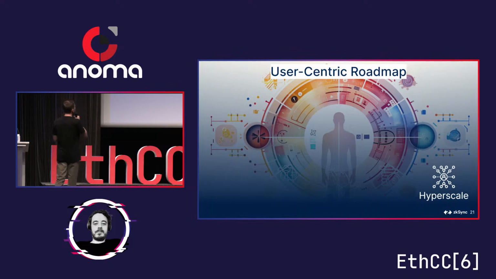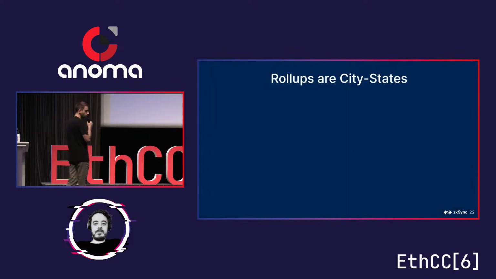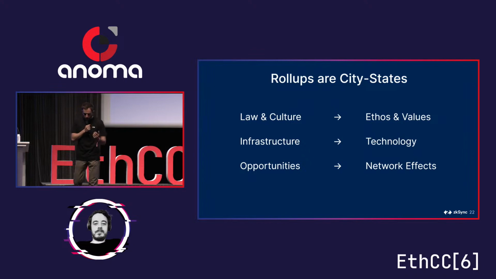And this means we will need to have more chains. It's inevitable that the future is a multi-chain world. There will be many rollups. Some rollups will be generic, some will be application-specific, but you can think of them, and this is the metaphor I wanted to share for this talk, as city-states.